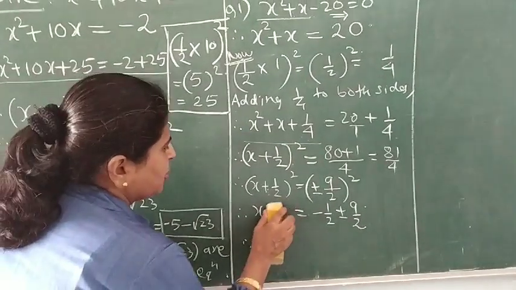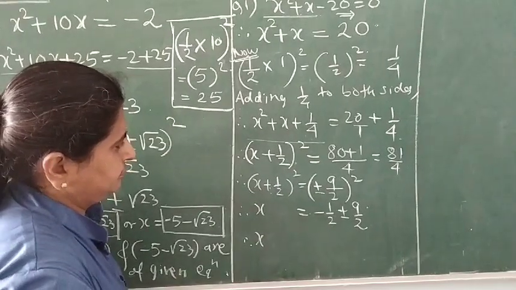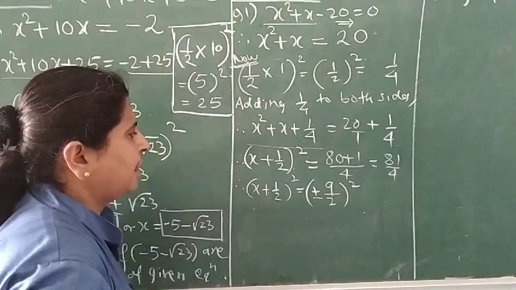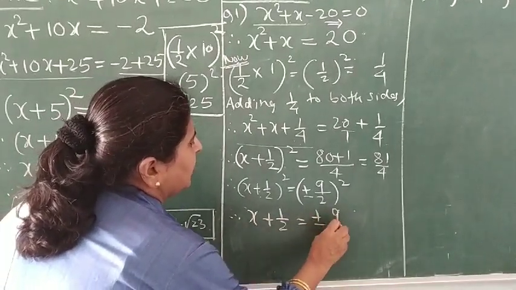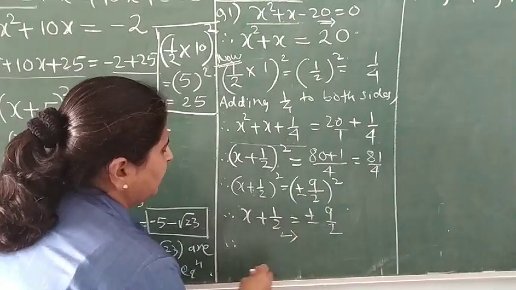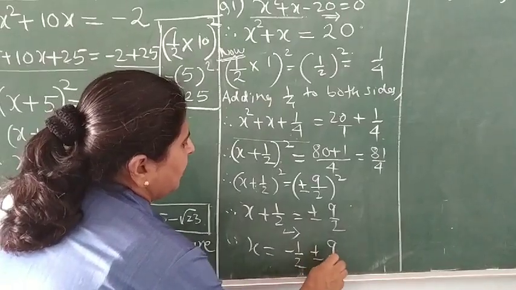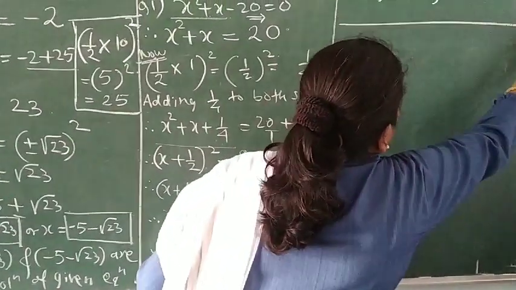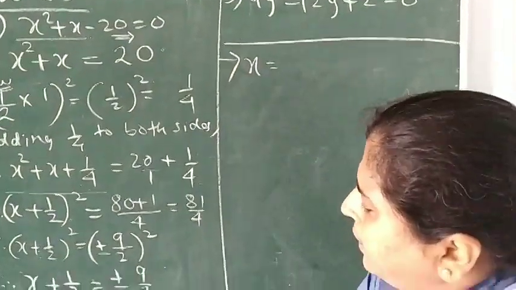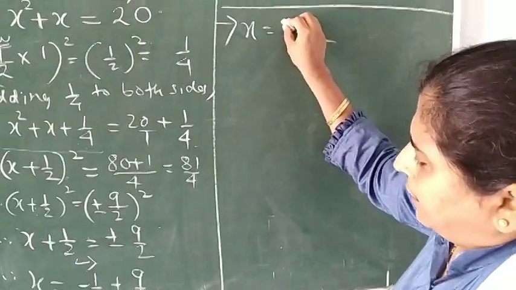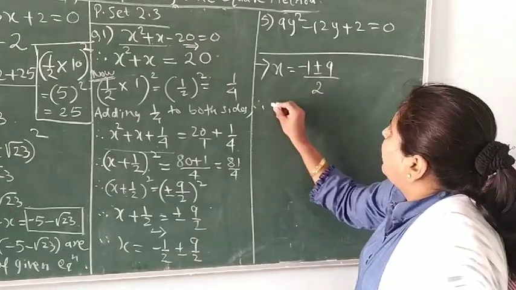here I should not write x plus half equal to minus half, because we are taking square root of both sides. So x plus half is equal to plus or minus 9 upon 2. Now we should take half to the other side. So x is equal to minus half plus or minus 9 upon 2. I'll continue this here. So x is equal to, as the denominator is the same, 2, we can write it as minus 1 plus or minus 9 upon 2. Okay. So here we have to simplify this.